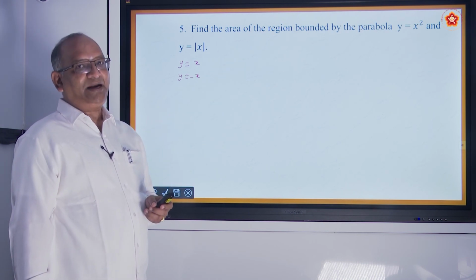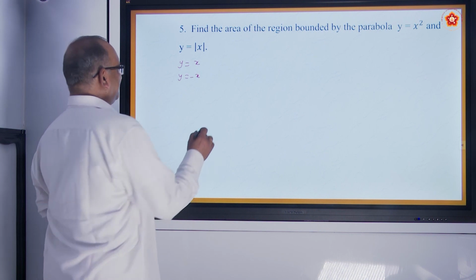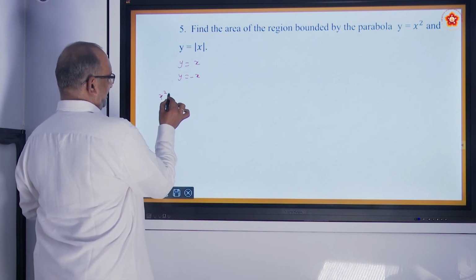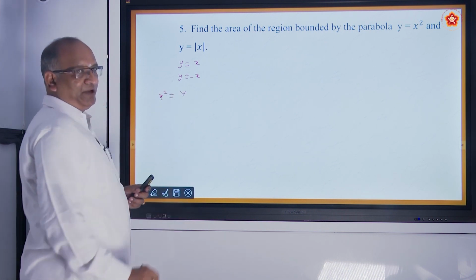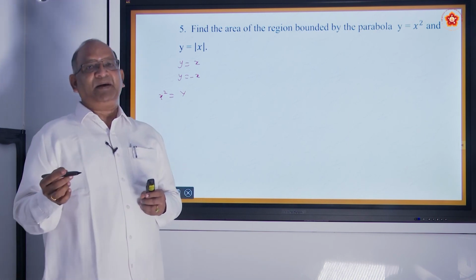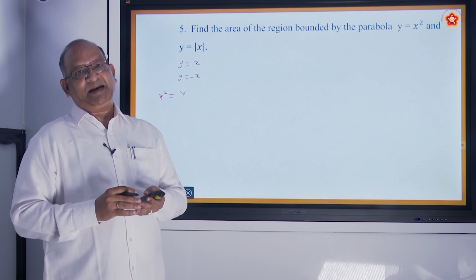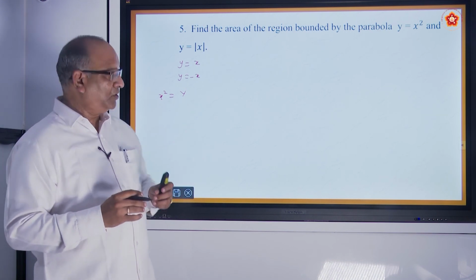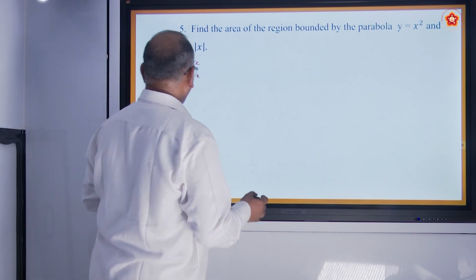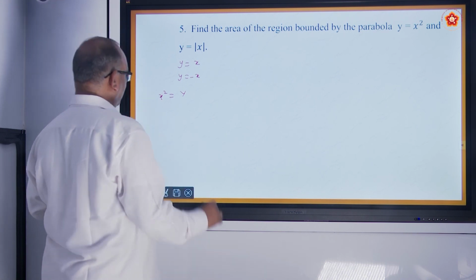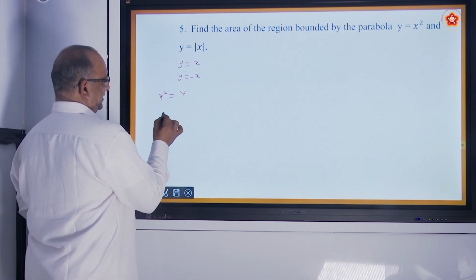What kind of parabola it is? The parabola is of the kind x square equal to y. We know x square equal to y is a parabola which opens upwards. Upward opening parabola is this. So, draw it. You can draw by taking points also. You can draw it directly also.